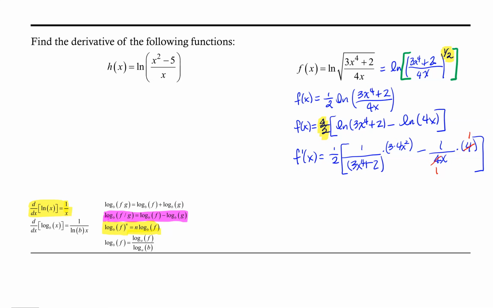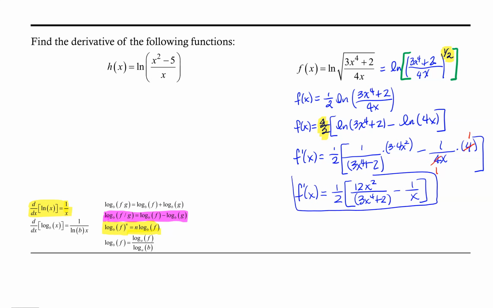and our derivative ends up being f prime of x equals 1/2 times, let's see, 3 times 4 is 12x squared over 3x to the fourth plus 2 minus 1 over x. And we can go ahead and get a common denominator if we choose, but this is a perfectly fine derivative for the function we were given.